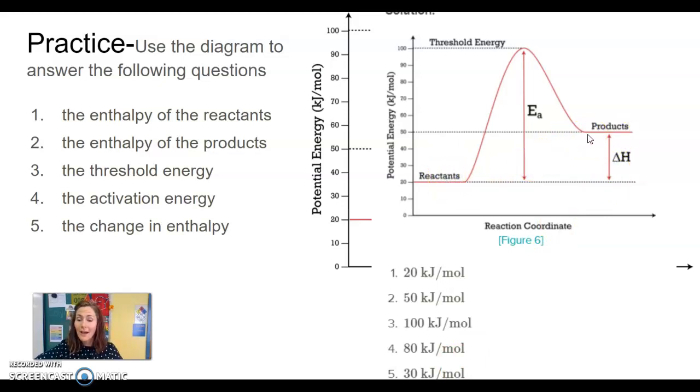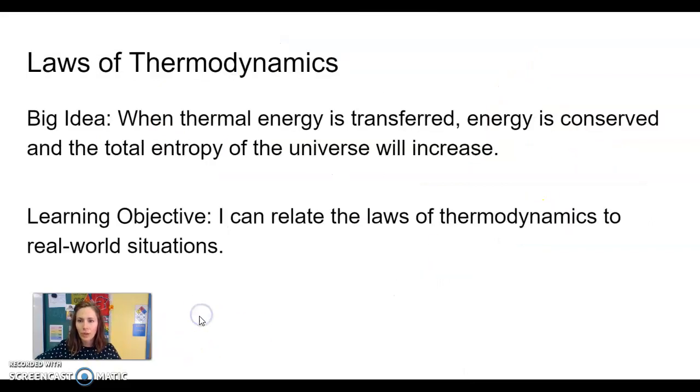In this case, we have a positive delta H, so this leads us to believe, and from the diagram, that it is an endothermic reaction. The system took in energy from the surroundings and gained energy. So we have a positive enthalpy or delta H here representing an endothermic reaction. Let's pause.